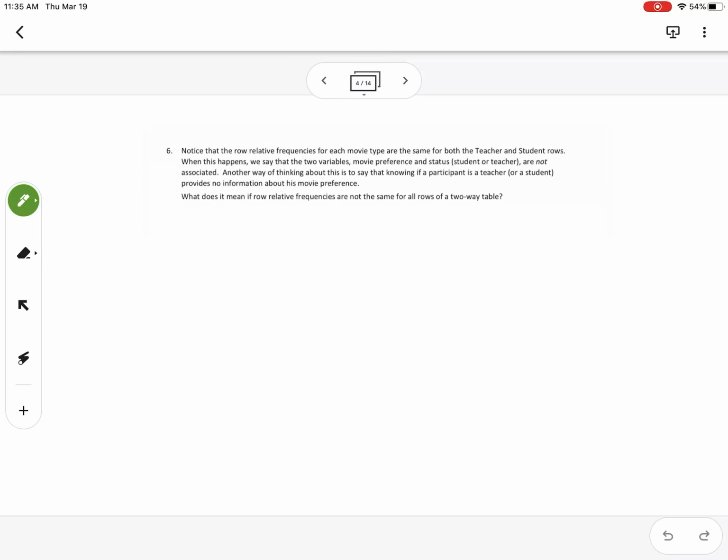So the next question says right underneath, what does it mean if row relative frequency are not the same for all rows of a two-way table? So what if I calculated the frequencies and they were different? Well, then we would say that there are associations that could be made. I could tell the difference of who prefers what movie because there's differences. And the differences are what creates associations.